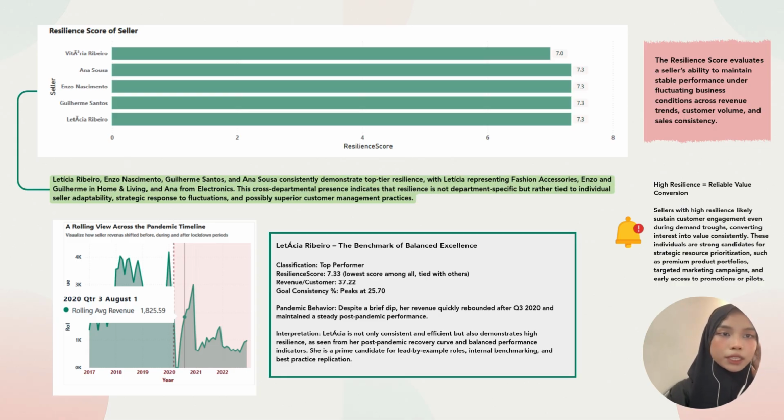Leticia Ribeiro, in particular, sets the benchmark, not just with high revenue and goal consistency, but with a resilience score of 7.33, the lowest in this analysis. Even after the sharp pandemic dip, her revenue rebounded steadily and maintained momentum. She's the definition of balanced excellence, making her a strong candidate for internal benchmarking and lead by example recognition. Sellers like her aren't just high-performing, they are strategic anchors. They are the ones you trust with premium portfolios, pilot campaigns, and leadership roles.